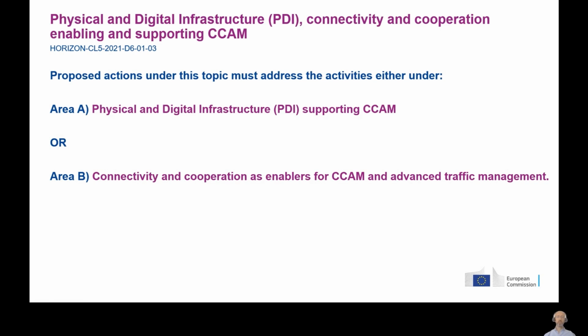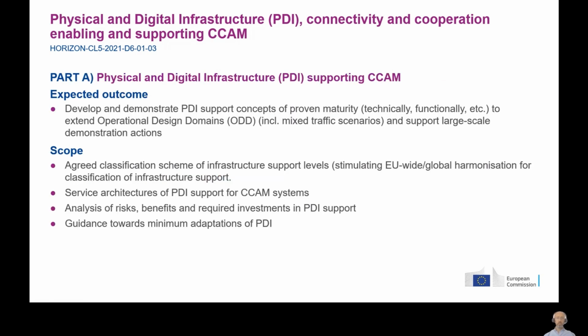So starting with the physical and digital infrastructure topic, this has actually 2 different areas. The first one is specifically on the PDI, so the physical and digital infrastructure supporting CCAM. And the second one is focusing on cooperative systems as enablers for CCAM and advanced traffic management. So what that means is that the first one focuses on the whole of the infrastructure, where the second one focuses specifically on how the vehicles and the infrastructure can cooperate. So projects will address one of these two parts.